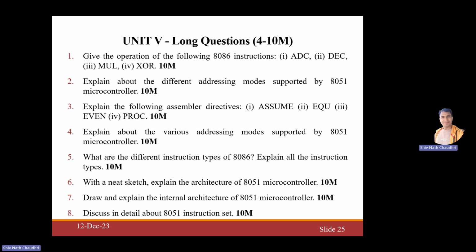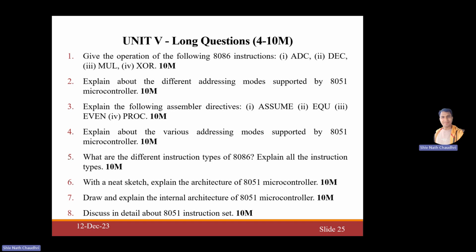The third question is explain the following assembler directives. For 10 marks, 4 assembler directives are asked: assume, equivalent, even, and procedure. The procedure assembler directive is for writing a procedure, assume is to assume the segment, and even is also discussed for 2 marks. So you have to go through all assembler directives, and collectively 4 or 5 assembler directives can be asked for 10 marks. Otherwise, it can also be asked for 2 marks, meaning a single assembler directive you have to define for 2 marks, 2 may be given for 5 marks, and here 4 are given for 10 marks.